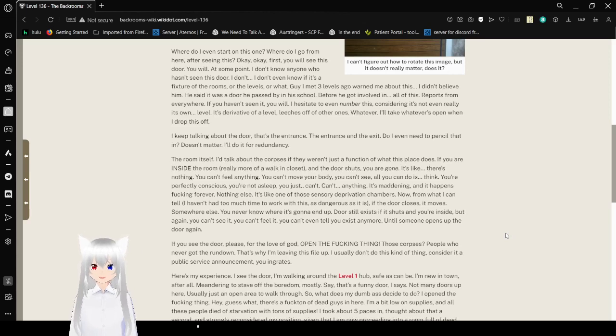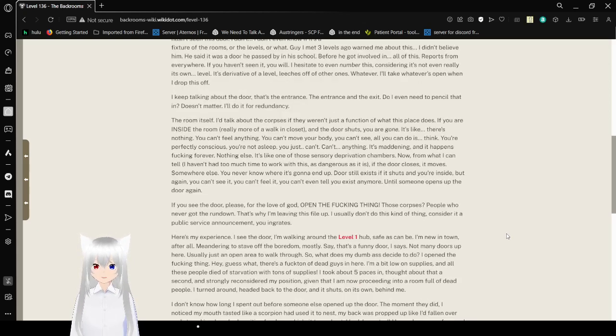I hesitate to even number this, considering it's not really its own level. It's a derivative of a level. It leeches off of other ones. Whatever, I'll take whatever is open. I keep talking about the door. That's the entrance. The entrance and the exit. Do I even need to pencil that in? Doesn't matter, I'll do it for the redundancy. The room itself, I'd talk about the corpses if they weren't just a function of what this place does.